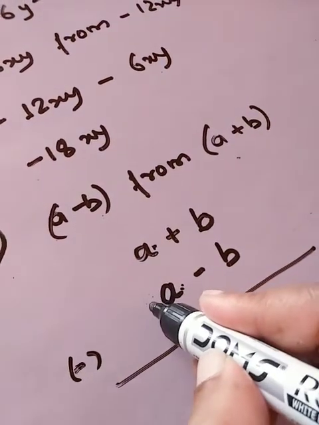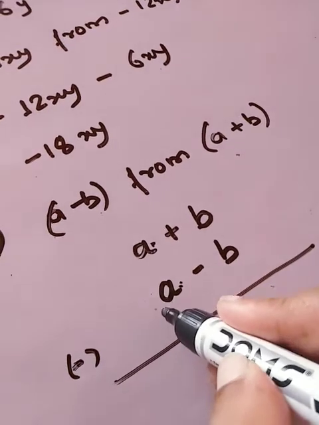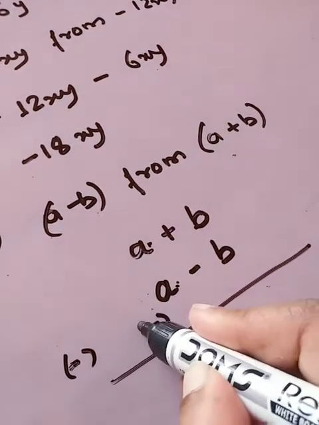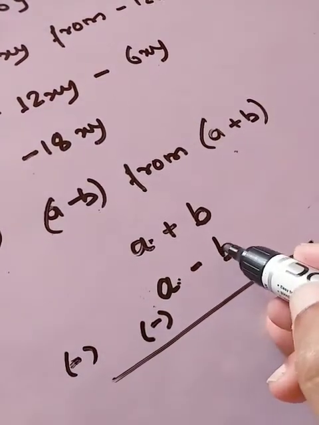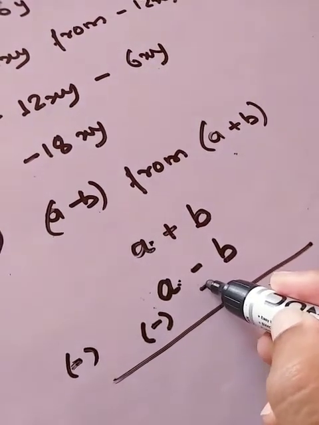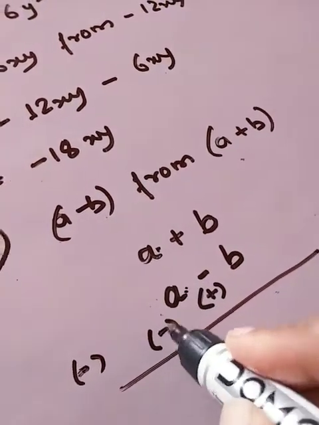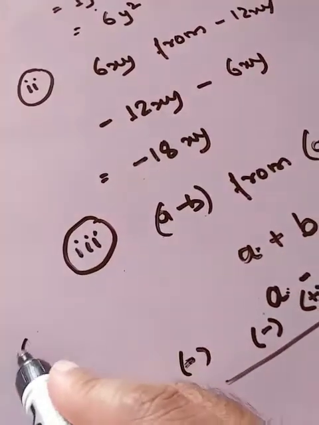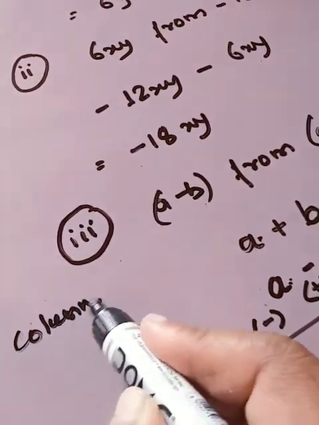So a is carrying what sign? No sign, that means positive. So what is the opposite of positive? Minus. Now what b is carrying? Minus, so it will become plus. So this is a very important step. This is called column method. Okay, column method.